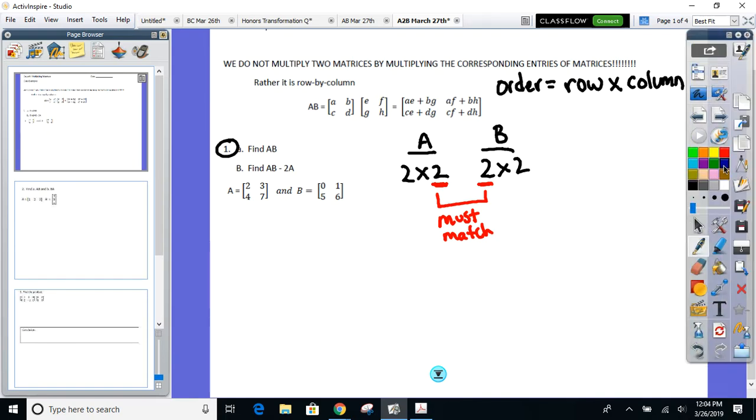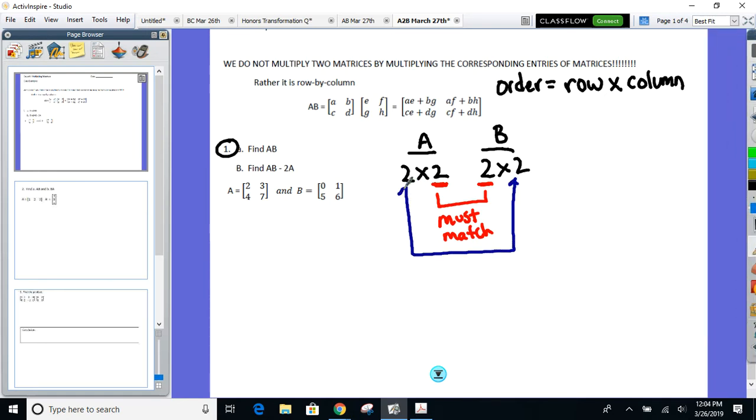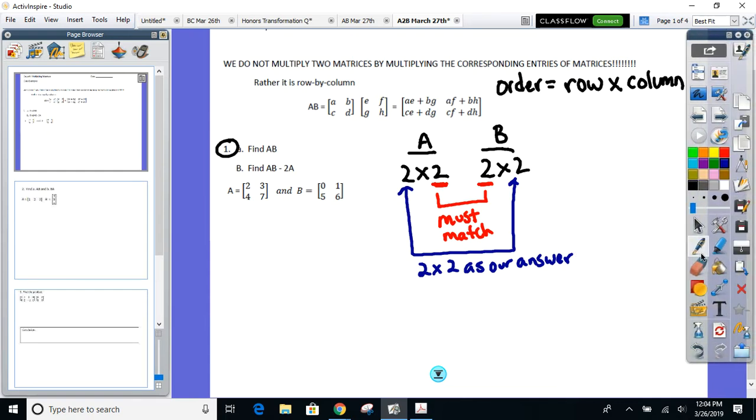Now, the two outside numbers are also pretty powerful. The two outside numbers tell us what type of matrix we'll have at the end. So we're going to have a 2 by 2 matrix as our answer. Those numbers will change. They all won't be the same when we move on to the next couple examples here. All right, so let's actually start multiplying these now.